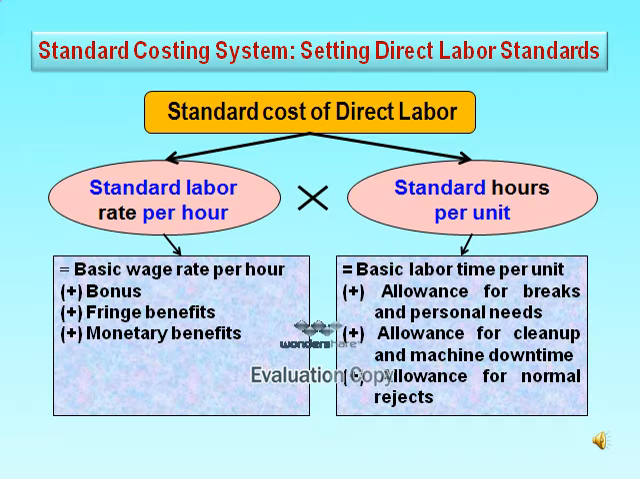Breaks and personal needs increase basic labor time. Why? For example, if you said that I will study cost today from 2 o'clock till 4 o'clock, after 1 hour you feel tired and I said I will take rest for 30 minutes. That means you will finish studying cost at 4:30, not at 4 o'clock. So allowance for breaks and personal needs increases basic labor hours. Plus allowance for clean up and machine downtime, plus allowance for normal reject.